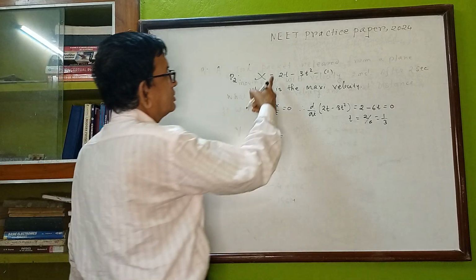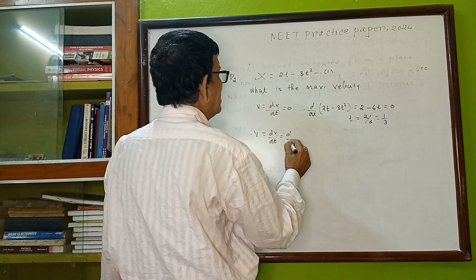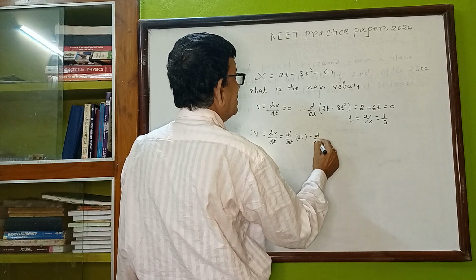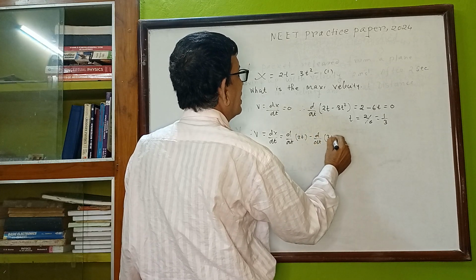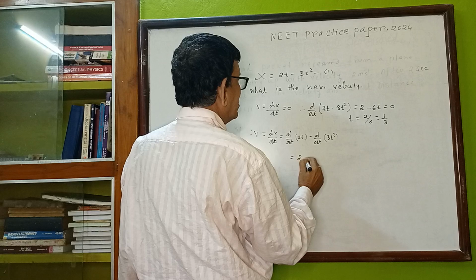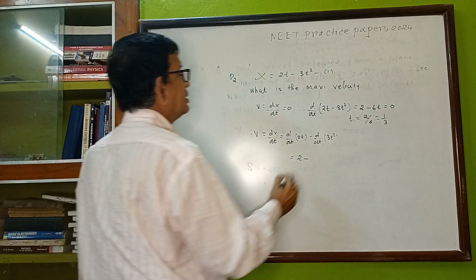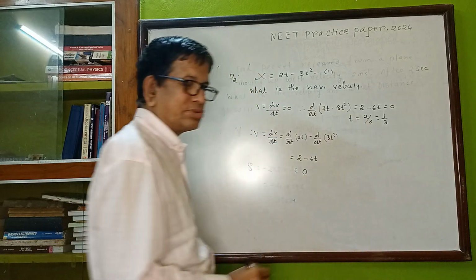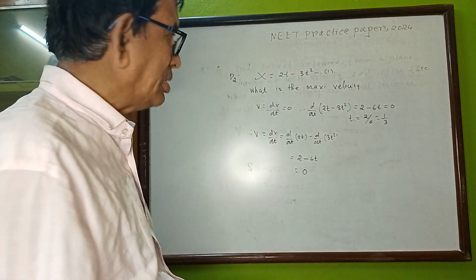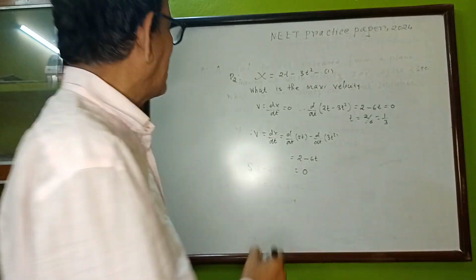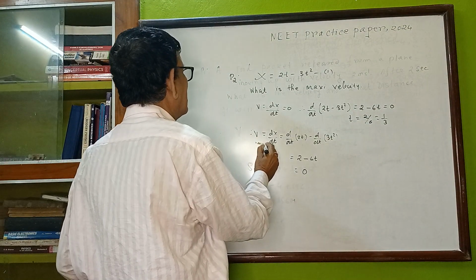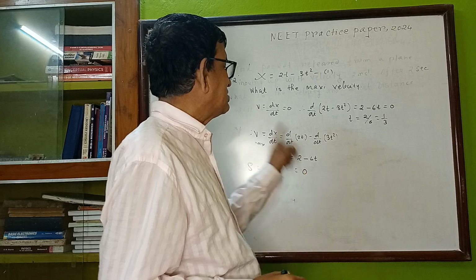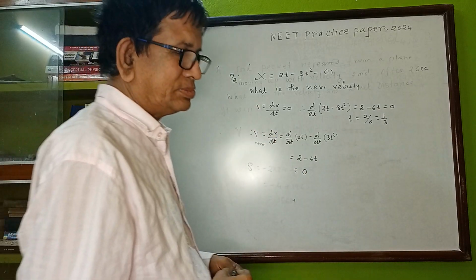So it will be 2 d by dt of t minus d by dt of 3t square, so it will be 2 minus 6t. At t equal to 1/3 it will be 0. So velocity will be 0. Maximum velocity will be 0. So v max equal to 0. So this is the time when velocity is coming 0. So answer will be 0. Clear?